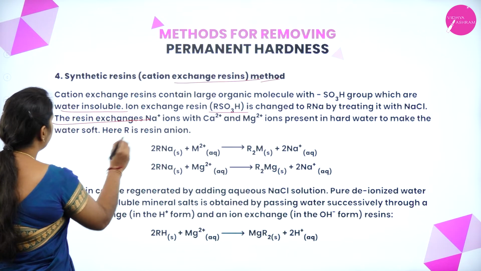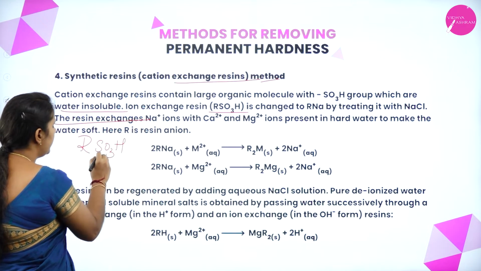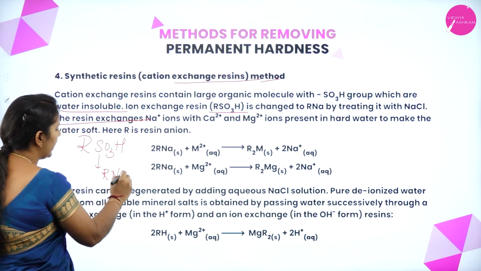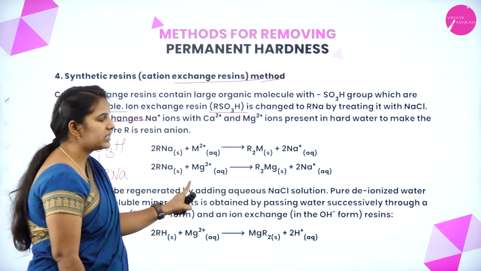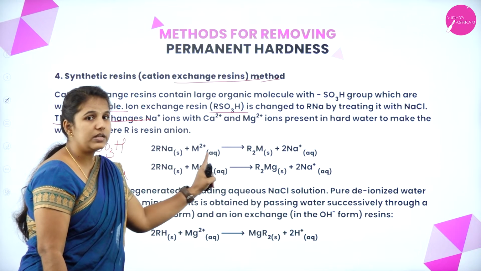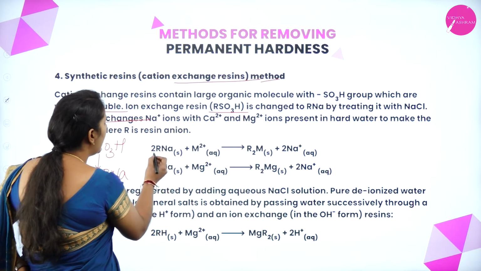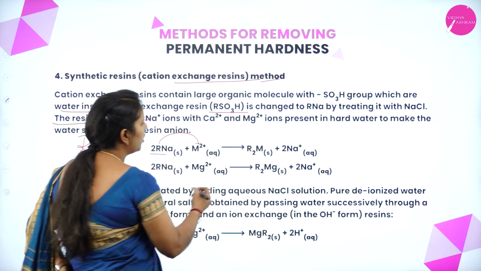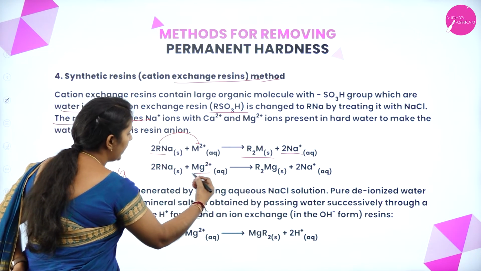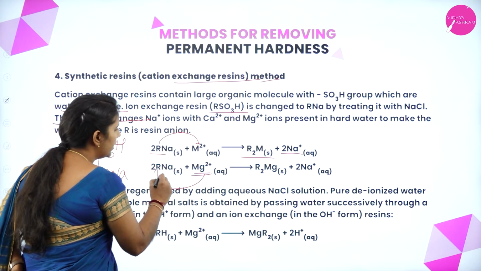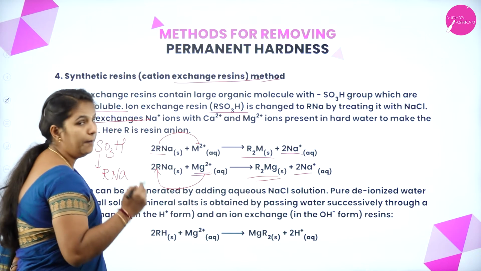You can see here our resin will be made up of RSO3H, which will be converted into RNa. So when it is converted into RNa, it is allowed to react with the salts present in hard water, which may be calcium ions or magnesium ions. What does it form? R combines with the salts and forms R2M with the formation of sodium. You can see the example of magnesium ion reacting with R and forming R2Mg with the formation of sodium ion.